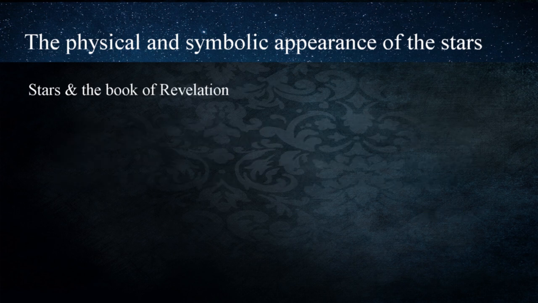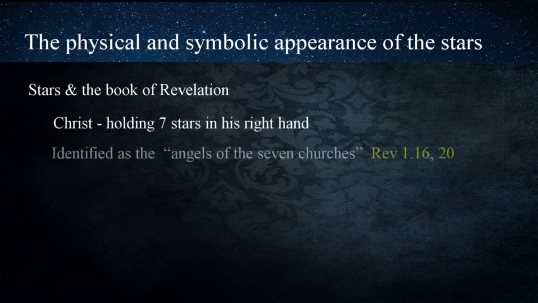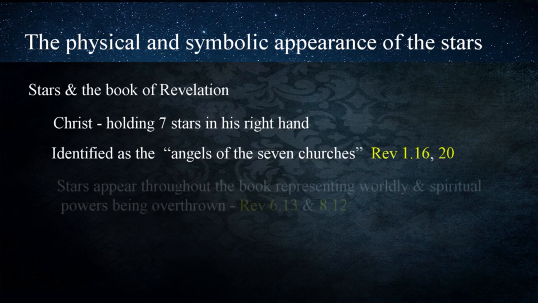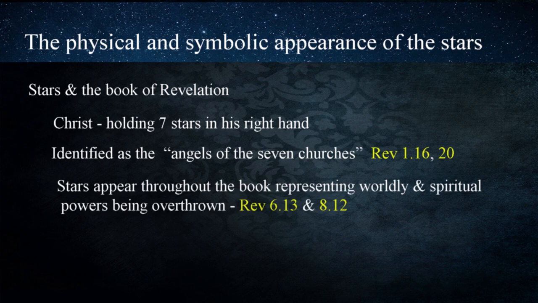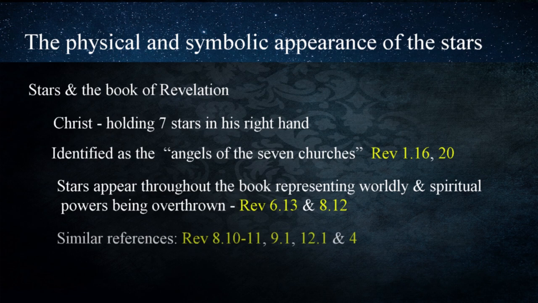In the book of Revelation, Christ is described as having seven stars in his right hand, which are later defined as the angels of the seven churches being addressed in the book in Revelation 1:16-20. Stars are used figuratively throughout the book of Revelation and represent worldly and spiritual powers that are overthrown in Revelation 6:13 and Revelation 8:12. Other figures that appear in the book refer to these themes as well, such as those in Revelation 8:10-11, Revelation 9:1, Revelation 12:1-4.